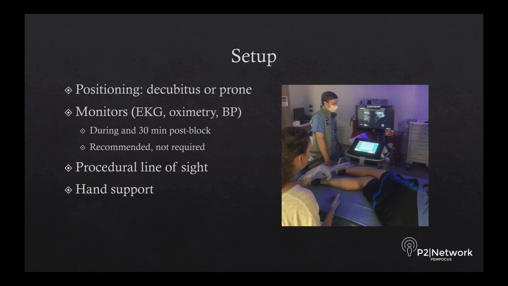You want to make sure you've got a nice procedural line of sight. Here we have one of our faculty and fellows performing a PT block on me. You can see I'm in decubitus position here. There's nice access to my medial lower leg, and the fellow who's blocking me has a clean line of sight from her eyes to the probe to the screen there.